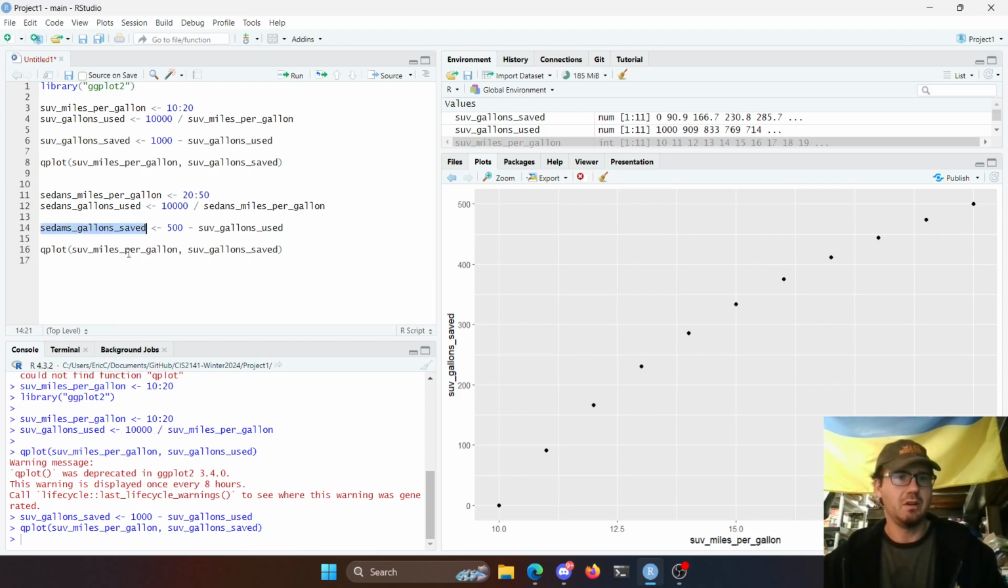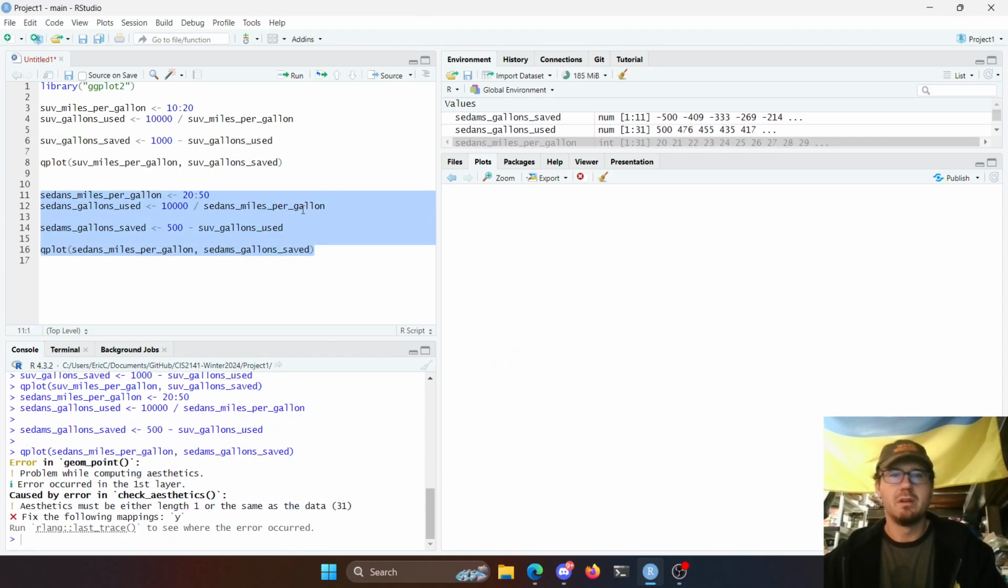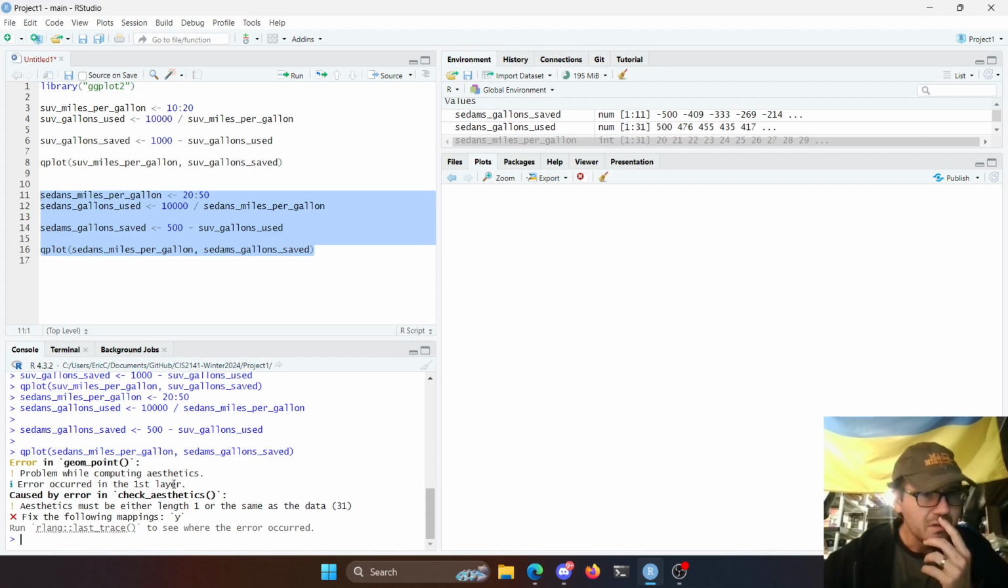And then we'll take our SUV miles per gallon as our x-axis and our gallons saved as our y-axis, and see if we can graph this one. Let's see, what did it not like here? Uh-oh, error in geom points. Feeding the first layer, check aesthetics. Must be length 1 or the same as the data. Okay, so something wasn't the same length here.